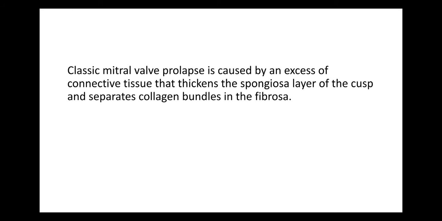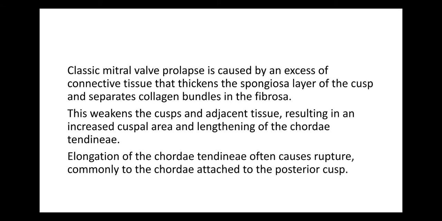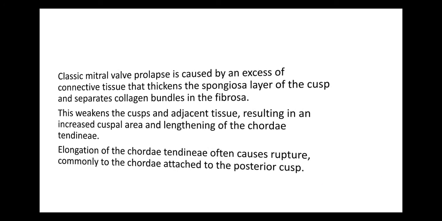Classic mitral valve prolapse is caused by an excess of connective tissue that thickens the spongiosal layer of the cusp and separates collagen bundles in the fibrosa. Now, this causes weakening of the cusps and adjacent tissue, resulting in an increased cuspal area and thereby lengthening of the chordae tendineae. And once the chordae tendineae get elongated, they often rupture, commonly the chordae attached to the posterior cusp.